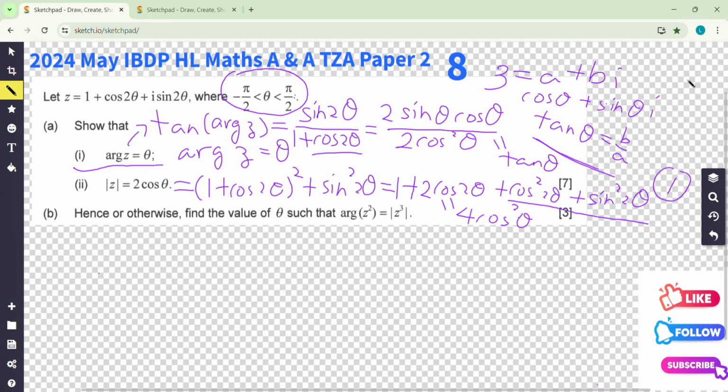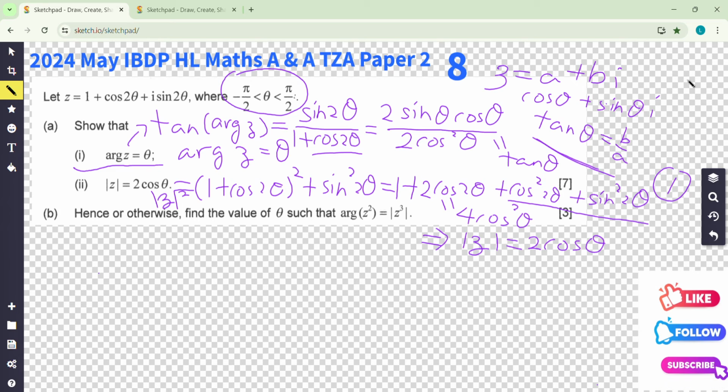So it is 4 cosine square theta. Pardon? Not 2 cosine theta. Oh, sorry. This is z square, magnitude square. Okay. So after all this, you can say, okay, and then take the square root for both sides. So magnitude of z, modulus, equals 2 cosine theta.